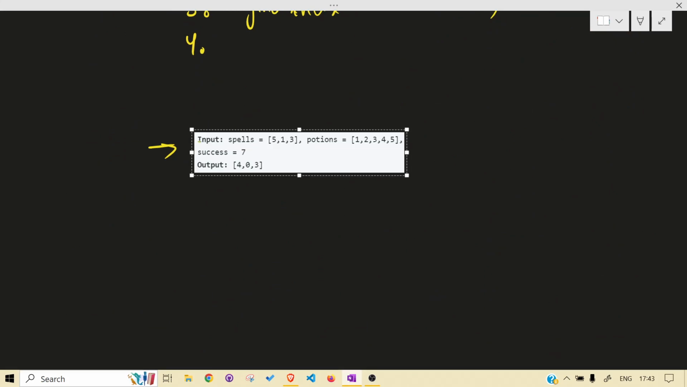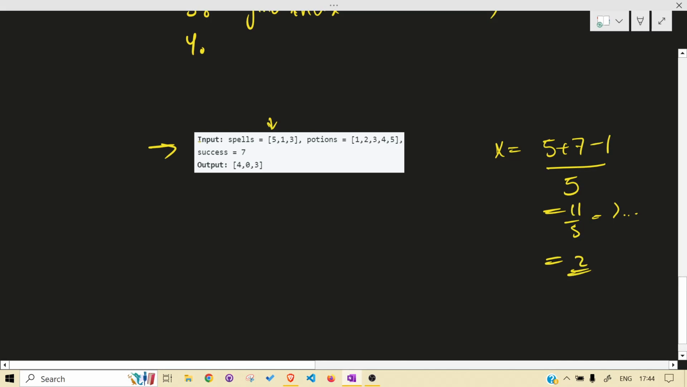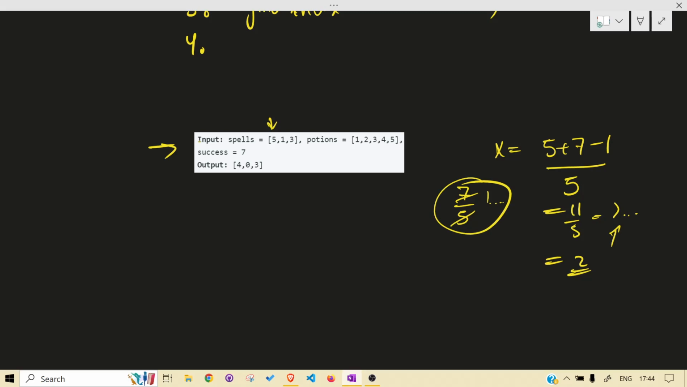So let's calculate X. We are taking 5 over here, so 5 plus 7 minus 1 divided by 5, it's 11 over 5. It will be something, but we are taking int, so we will have 2. You will say, what is the use? Let me show you the use. It's kind of one time you have to use ceil. So what is X? X is 2.